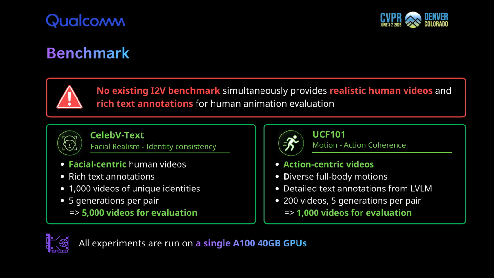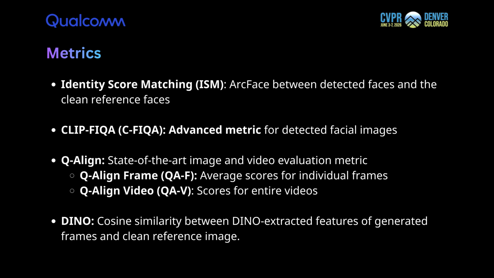For evaluation, we use two settings. First, CelebV-Text, focused on facial realism and identity consistency. We use a total of 5,000 videos. Second, UCF101, focused on full body action and motion coherence. We evaluate 1,000 videos in total. We test on CogVideoX-5B, DynamiCrafter, and OpenSora 1.2. The metrics include identity similarity, CLIP-FIQA for face quality, Q-Align for frame and video quality, and DINO similarity. In all cases, lower scores mean stronger protection.